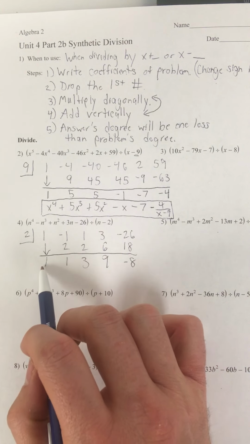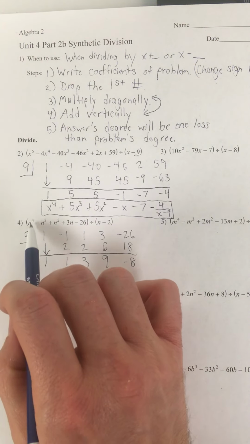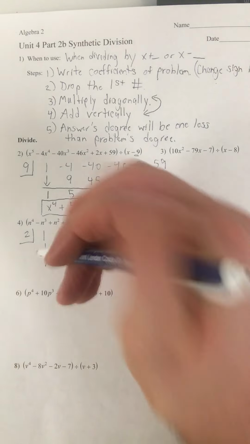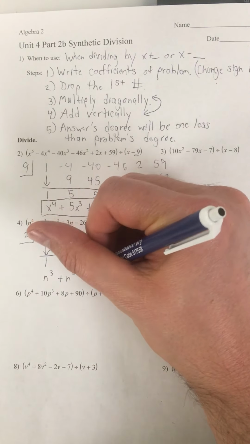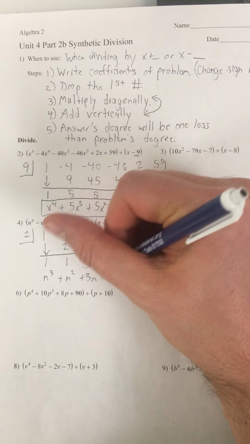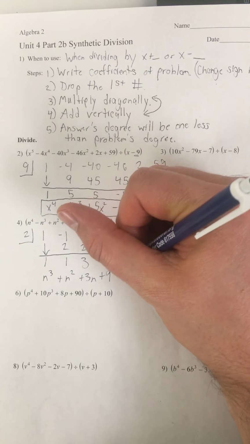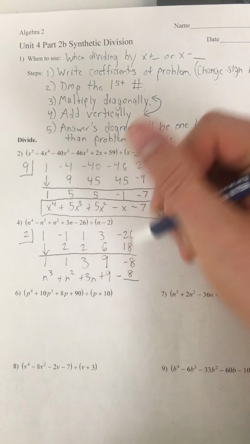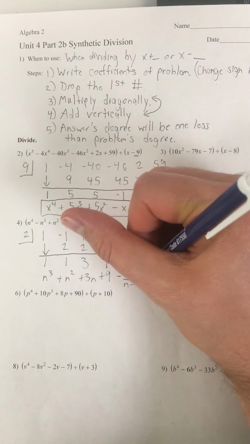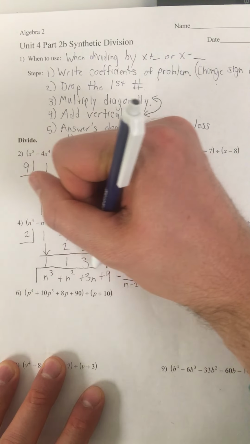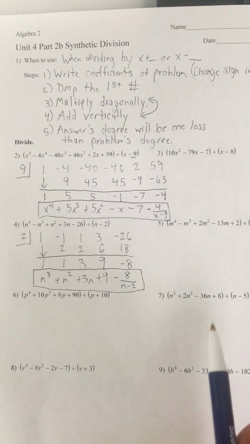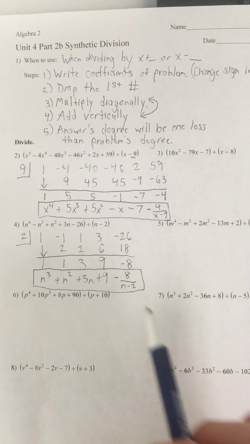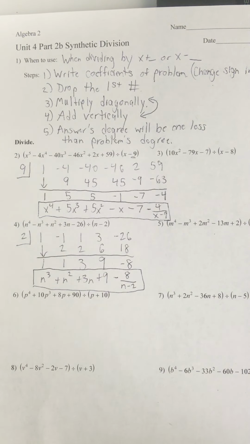Remember, the answer is going to be 1 less degree than what we started with. Since this was n to the 4th, this will be n to the 3rd. 1n to the 3rd plus 1n squared plus 3n plus 9. And this is my remainder, so it's a fraction. Minus 8 over what I divided by, n minus 2. Okay, so once you get the hang of it, it's pretty easy. It's quick. All right, it's much faster than the long division method.